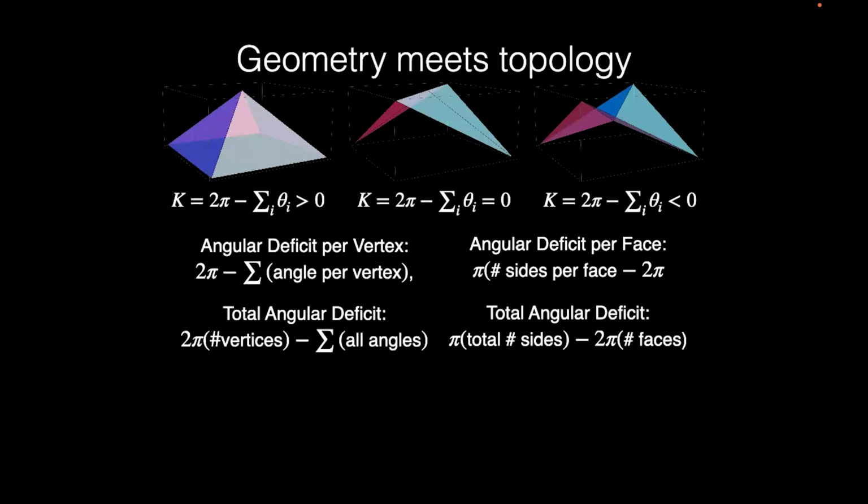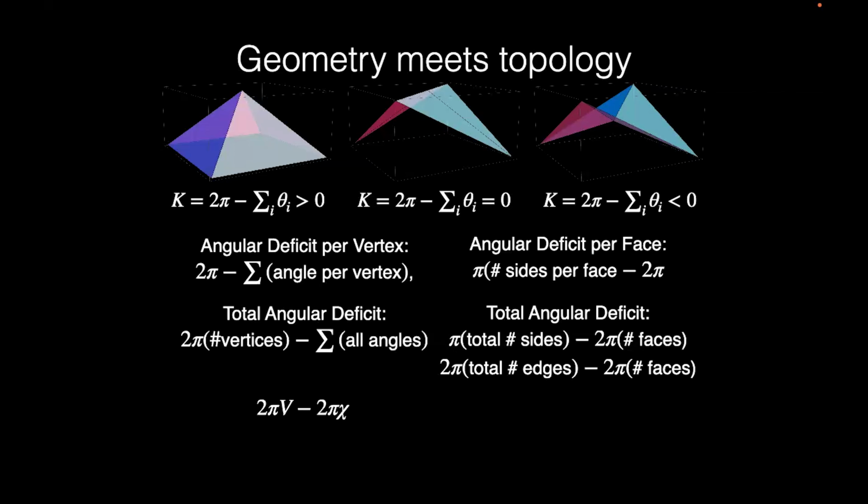So this edge here connects both this face and this face. I'm gonna divide this by, so I'm double counting. So this is twice the number of edges in my structure. So here I'm gonna say 2 pi times the total number of edges minus 2 pi times the number of faces. But now I've got two things that are equal to the total angular deficit. So now I can set these equal.